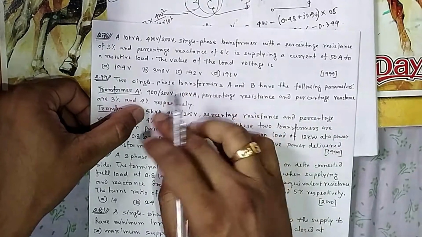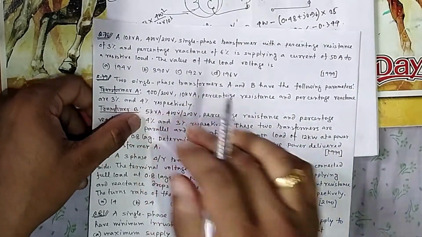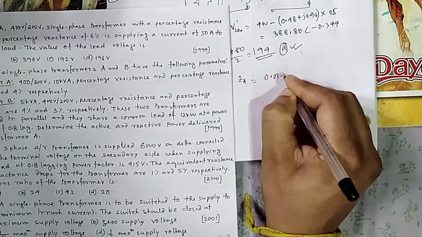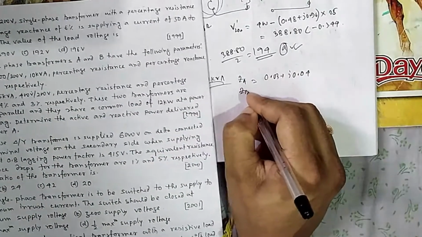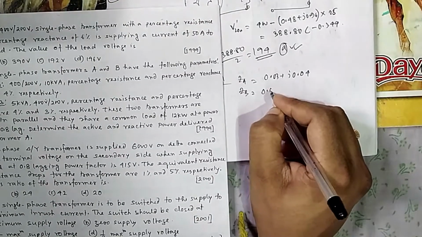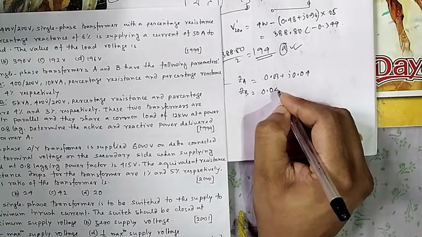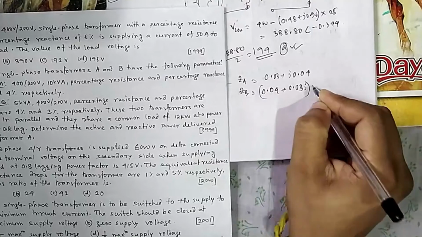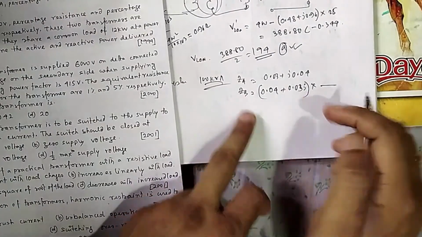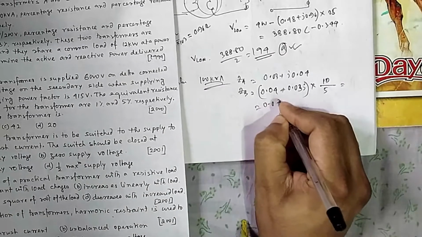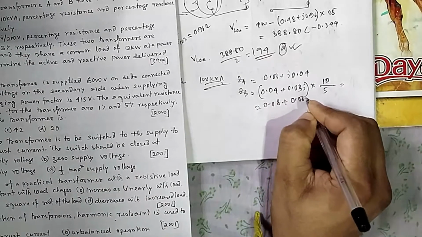But kVA will be changed. This one will be same, but here it will change. So your ZA will remain the same, that is 0.03 plus 0.04 J. But ZB new will be equal to ZB old, that is 0.04 plus 0.03 J, into new over old. New is 10 kVA, old is 5, so it will be 0.08 plus 0.06 J.